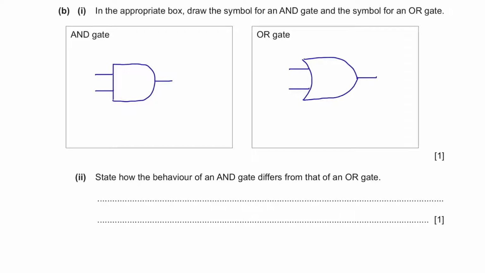State how the behavior of an AND gate differs from that of an OR gate. Well, when you put two different inputs such as 0 and 1, for AND gate, 0 will be produced, but for OR gate, 1 will be produced.